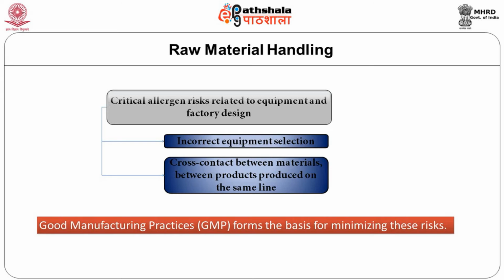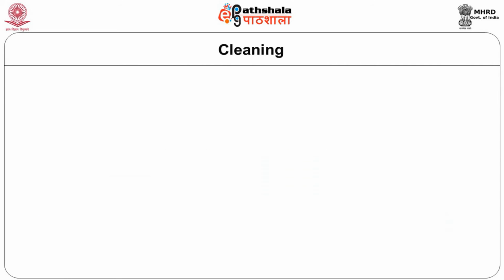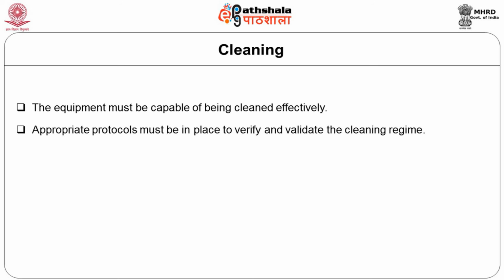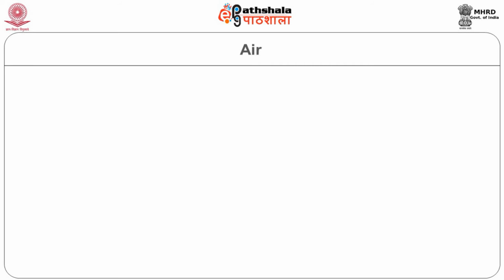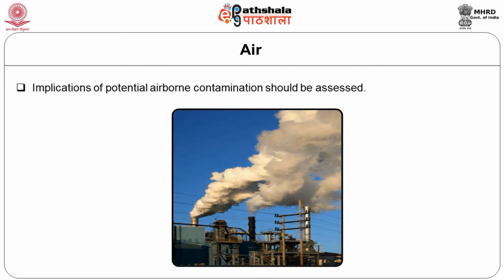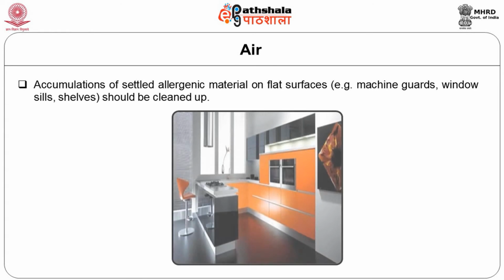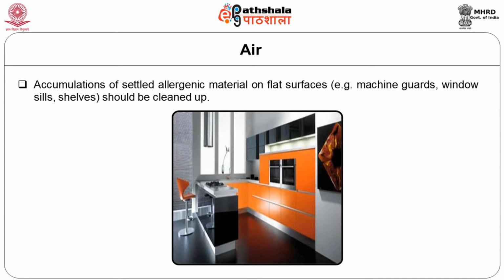When there is significant risk of cross contact from shared equipment, then the equipment must be capable of being cleaned effectively. Appropriate protocols must be there to verify and validate the cleaning regime. Air is one important aspect in the processing area. Implications of potential airborne contamination should be assessed. Dedicated air handling units with controlled pressure between areas or dust extraction systems might be required for very dusty production areas. Accumulations of settled allergenic material on flat surfaces like machine guards and window sills should be cleaned up.